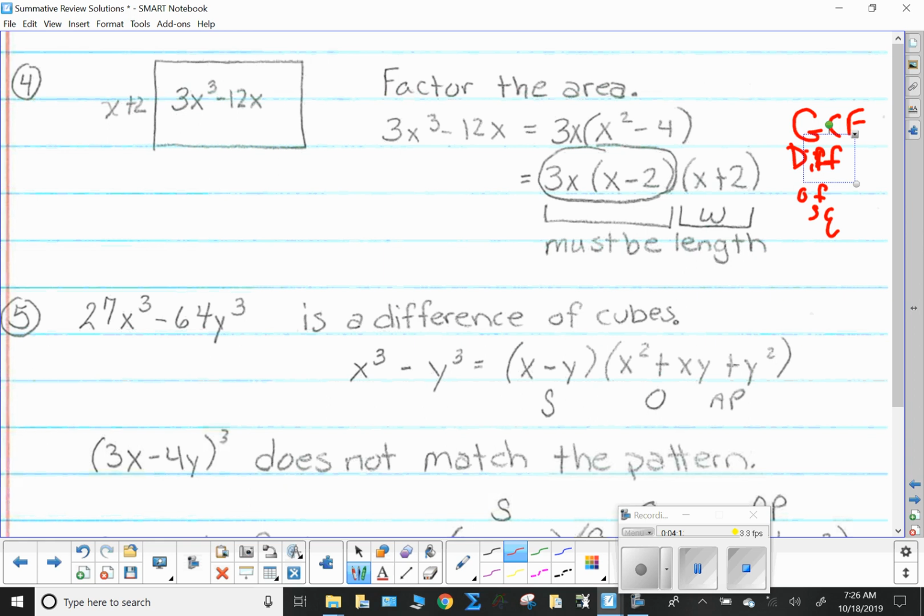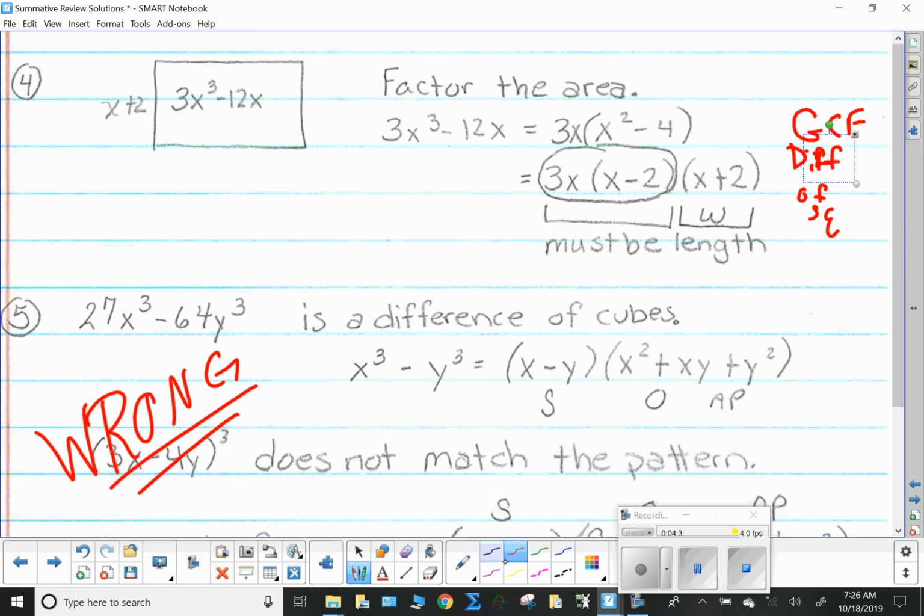Now, number 5, a teacher sees the following factoring on a student's paper. Is the factoring correct? Yes or no? And explain. 27x cubed minus 64y cubed. The student had 3x minus 4y quantity cubed. This is wrong. Don't be that person.